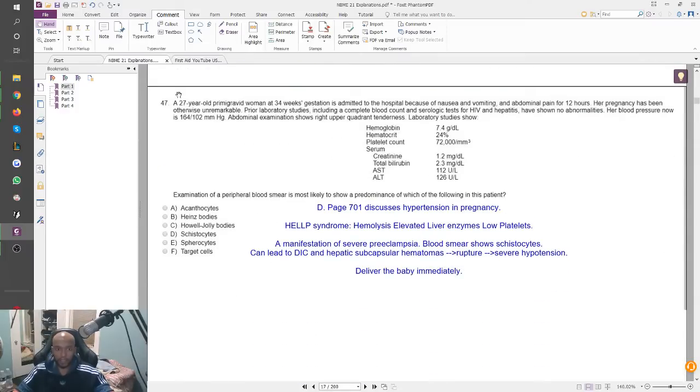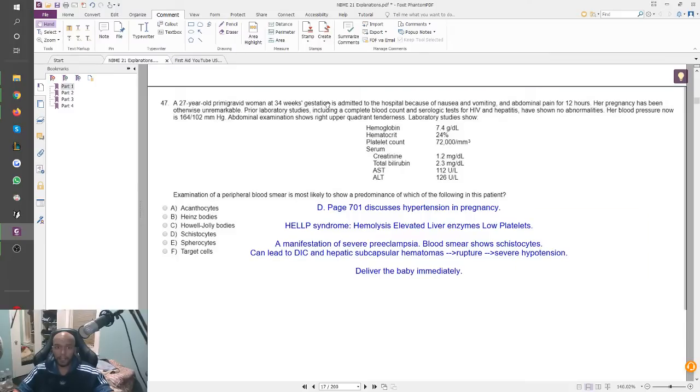Next question, number 17. A 27-year-old primigravid woman at 34 weeks gestation is admitted to the hospital because of nausea and vomiting and abdominal pain for 12 hours. Her pregnancy has been otherwise unremarkable. Prior lab studies, including a complete blood count and serologic tests for HIV and hepatitis, have shown no abnormalities. Her blood pressure now is high. Abdominal exam shows right upper quadrant tenderness. Lab shows very low hemoglobin, right? Hematocrit 24%. Platelet count is also low, should be above 150. Creatinine 1.2, that's kind of significant. AST/ALT elevated, right? Examination of the peripheral blood smear is most likely to show predominance of which of the following in this patient?